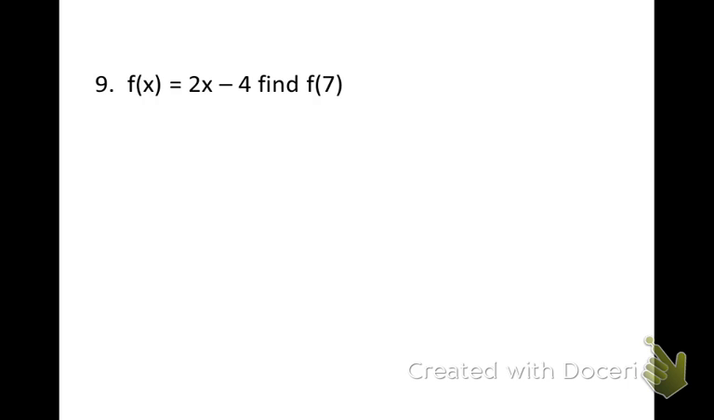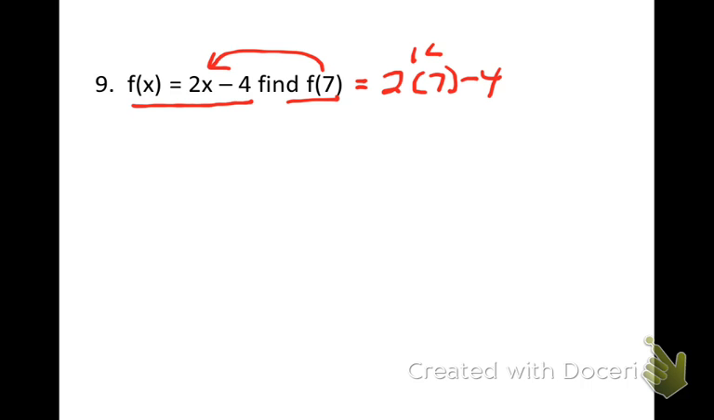And now, remember, this is just an evaluation of a function. It gives us our function, f of x equals 2x minus 4, and we want to find f of 7. So where there's an x, I'm going to replace it with a 7. So it's going to say 2 times 7 minus 4. 2 times 7 is 14. 14 minus 4 is 10, and that would be my answer to evaluating that function.